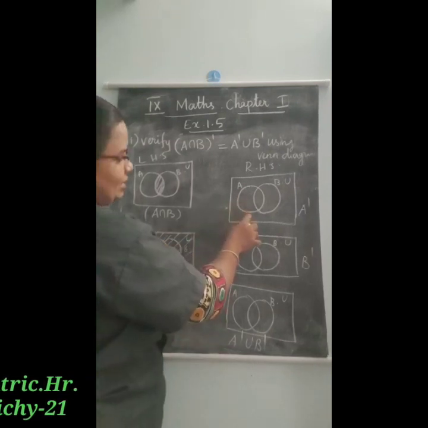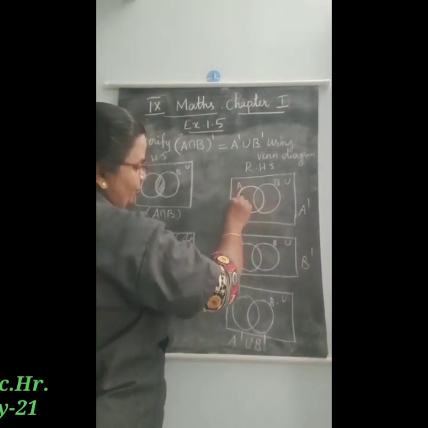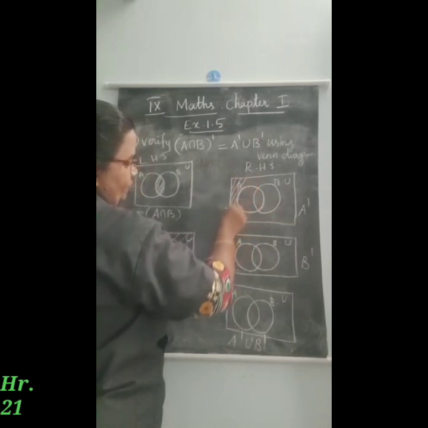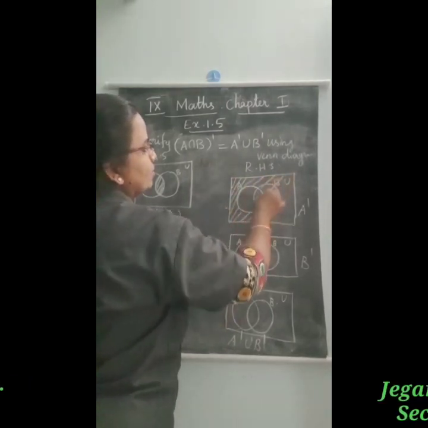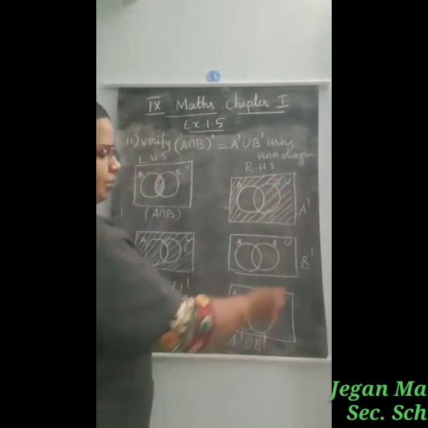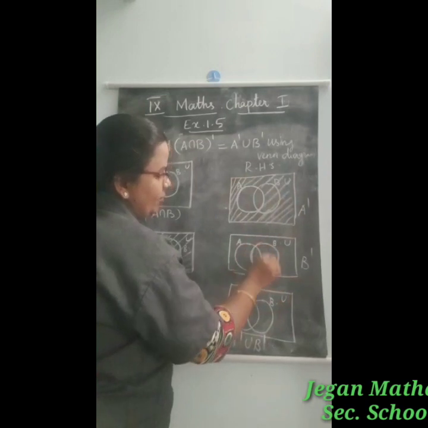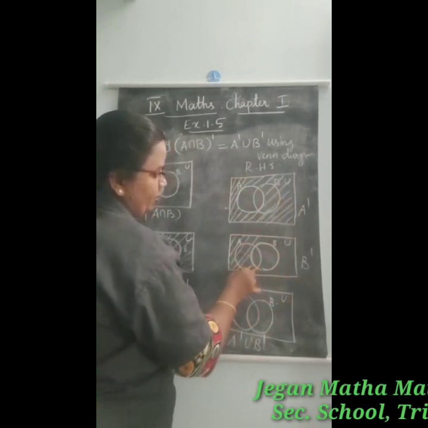And what is A dash? Except A. Don't shade this A portion. The remaining you have to shade like this. Okay. Now B dash. Except B, you have to shade the remaining portion.